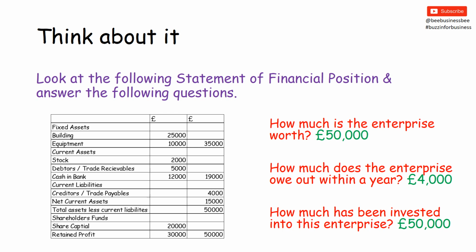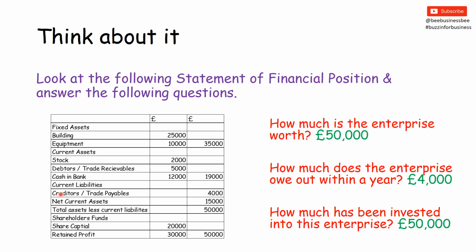Right, so let's look at the answer. The first thing that I asked you to do was, how much is the enterprise actually worth? Now, the answer is £50,000. How have I calculated that? Well, it's down here. This total assets less current liabilities. That is actually how much it's worth, and it tells you that down there because that's the value of the company.